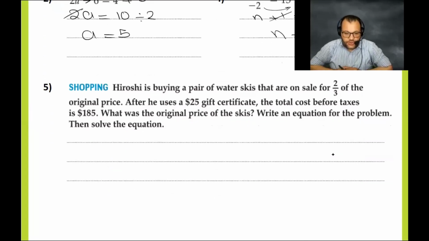So we need to solve question number 5. We have here Hiroshi is buying a pair of water shoes in a sale. It was 2/3 of the original price. So in a sale, the price becomes 2/3 of the original price.